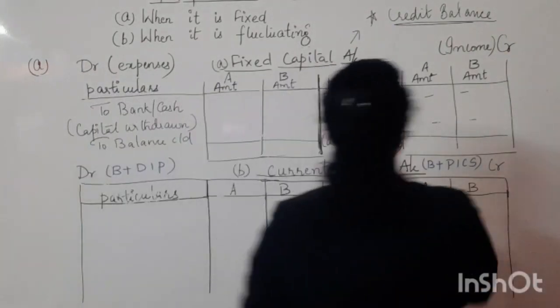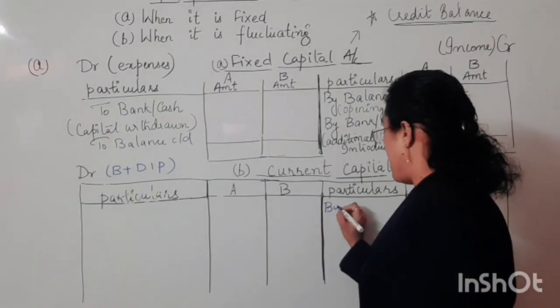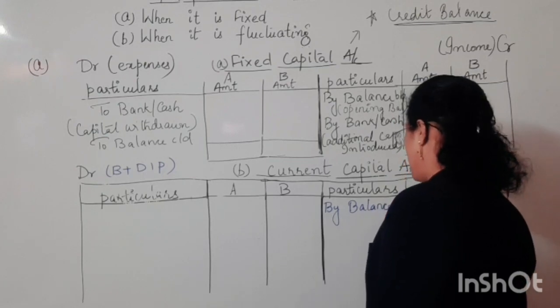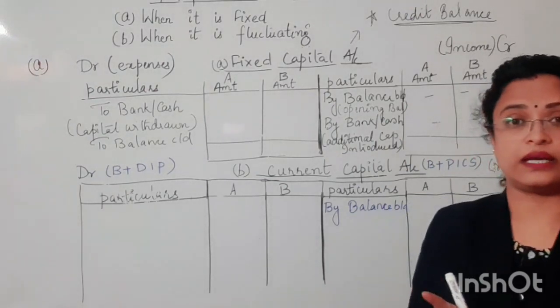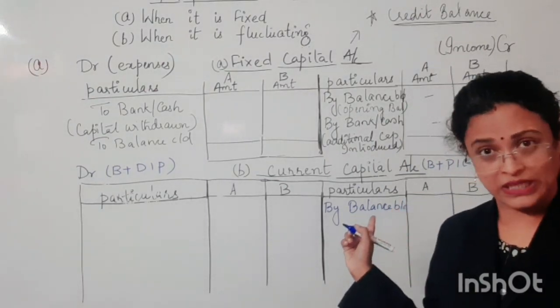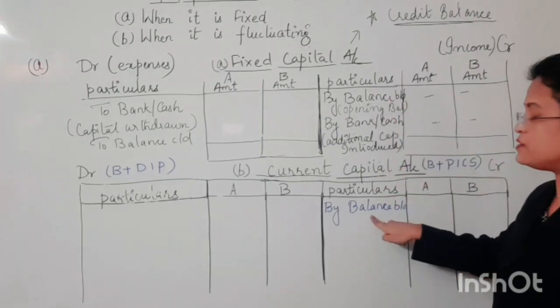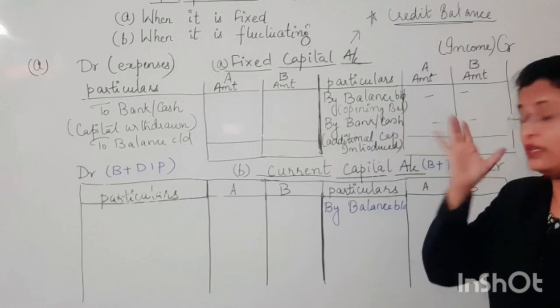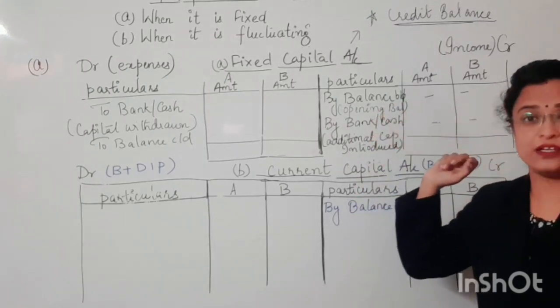See, like that of the fixed capital account, here we will be having the balance brought down here also, but make a note of this. If the question gives you any balance relating to the current account, then only it has to be shown over here. Don't misinterpret that this balance brought down and that balance brought down are one and the same thing, okay? That balance brought down is the beginning investment done by the partners into the business.